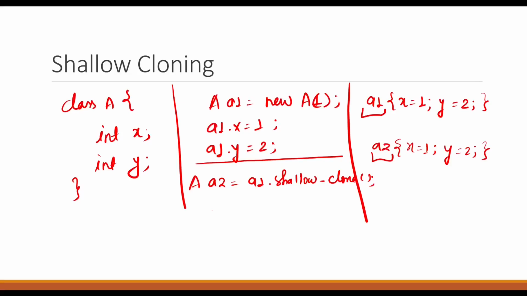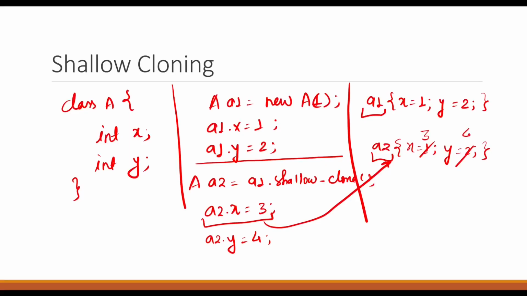Now what if you do A2.X equals 3? What this will do is go to that memory space and change the value of 1 to 3. You can do the same to A2.Y equals 4, and this is going to change the value of Y. You can do anything with this new A2 inside of the memory space. So this is what shallow cloning is.